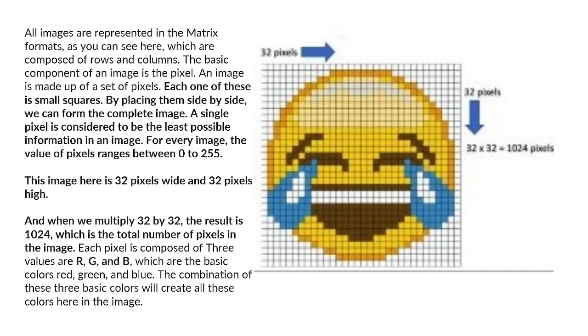A single pixel is considered to be the least possible information in an image, and for every image the value of pixels ranges from 0 to 255. Now in this image there are 32 pixels wide and 32 pixels high, which when we multiply gives 1024, the total number of pixels in the image. Each pixel is composed of three values, that is RGB, which stands for red, green and blue. The combination of these three basic colors creates all the colors present in this image.